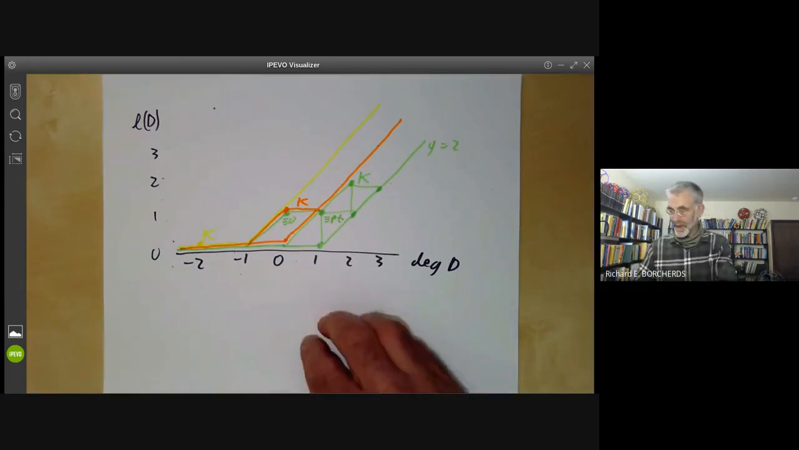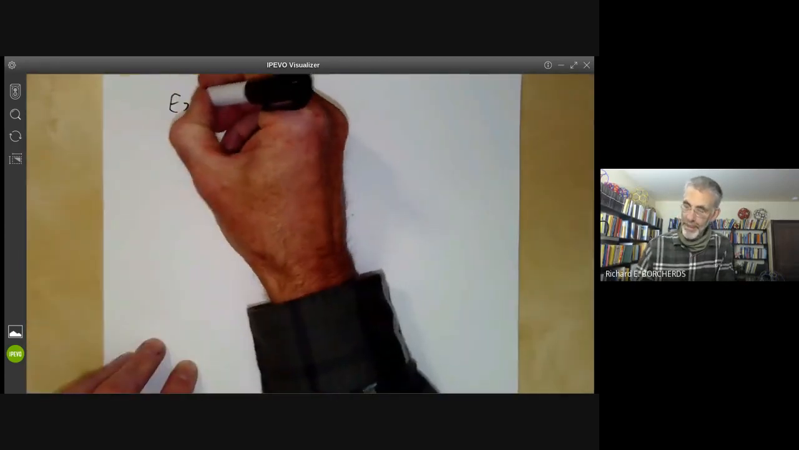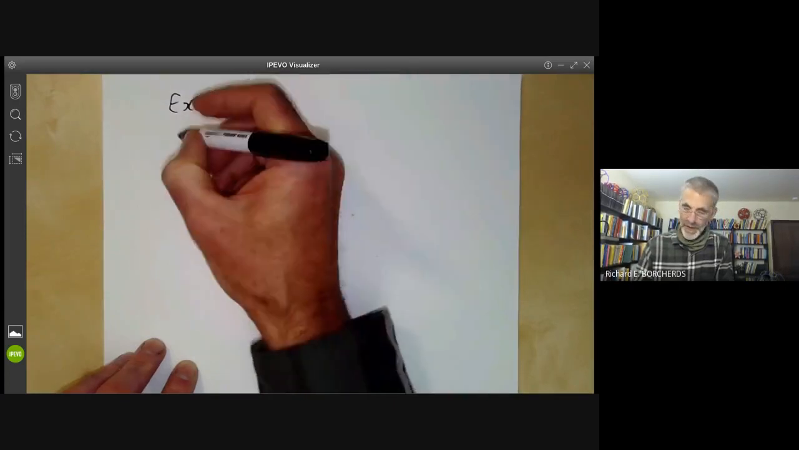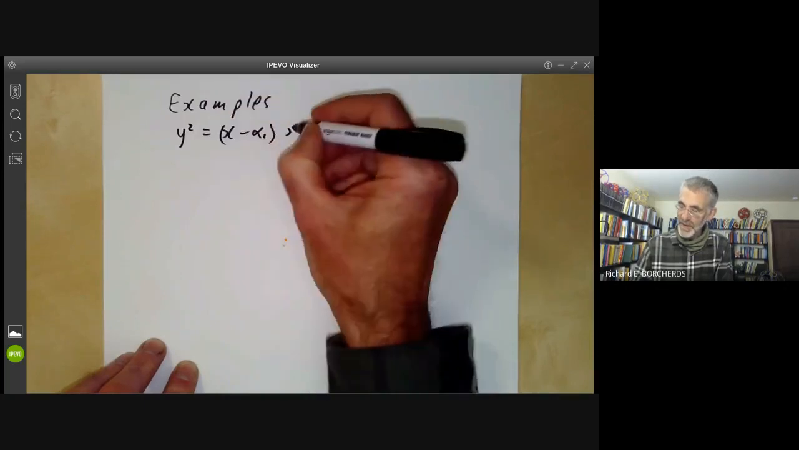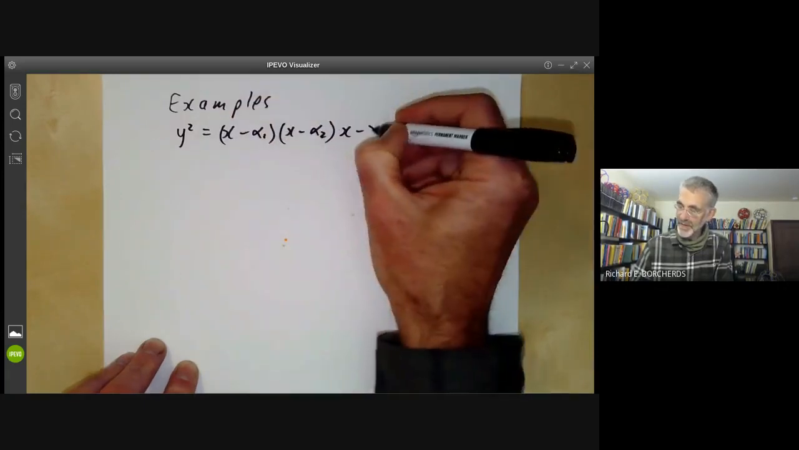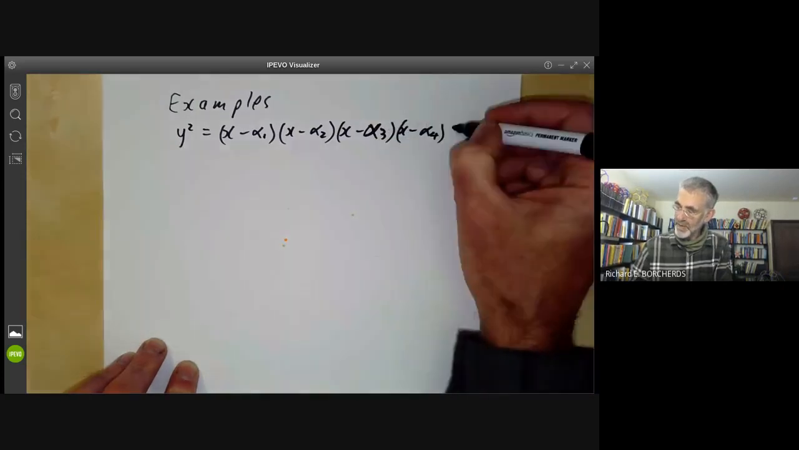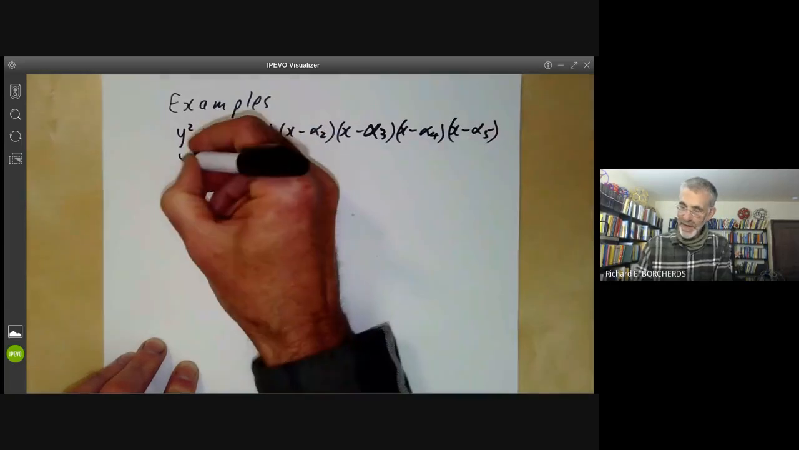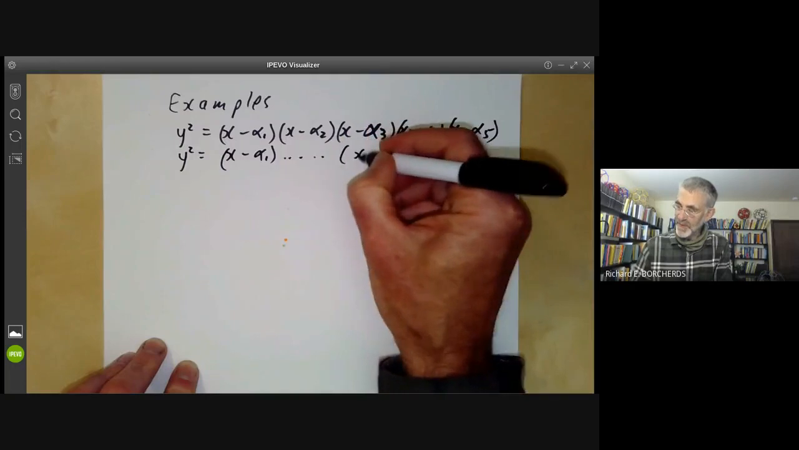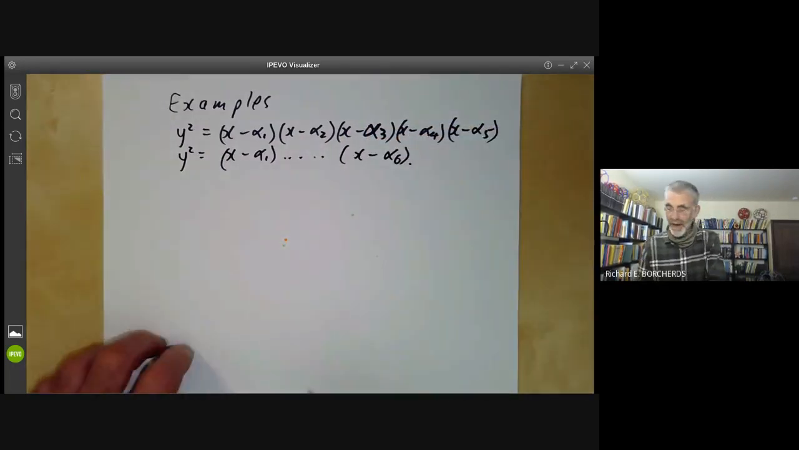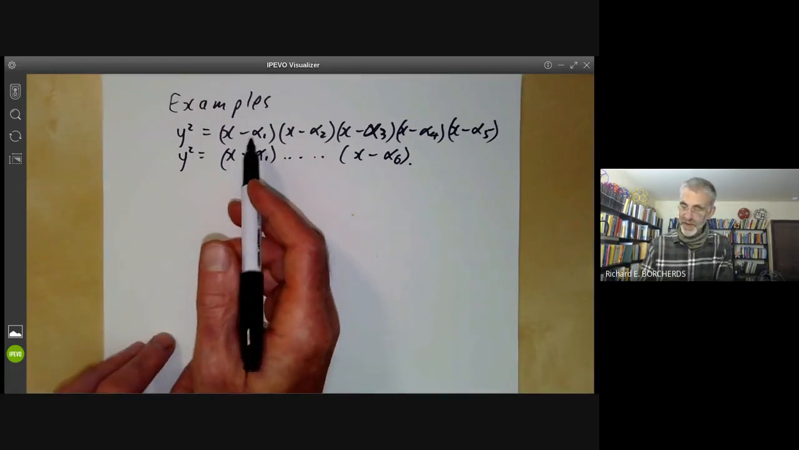Next, we can look at some examples of genus 2 surfaces. So we can take the following examples. We can take the curve y squared equals (x minus alpha 1)(x minus alpha 2)(x minus alpha 3)(x minus alpha 4)(x minus alpha 5). Or we can take the curve y squared equals (x minus alpha 1), and can't be bothered to write it out, up to (x minus alpha 6). And both of these, if they're compactified, will give us examples of genus 2 surfaces.